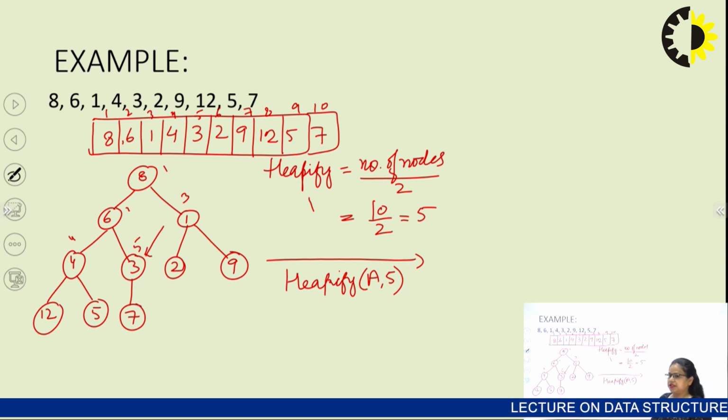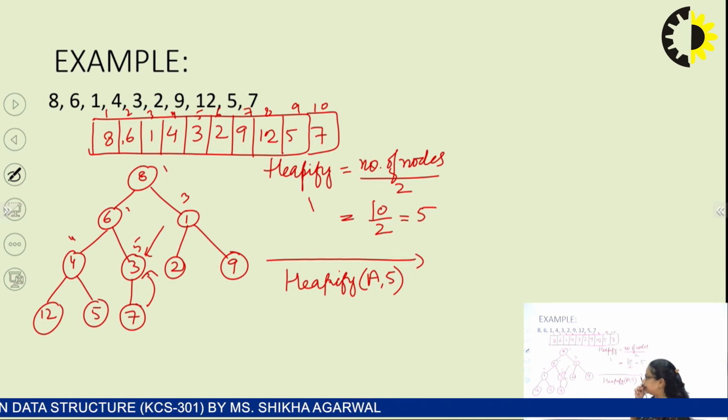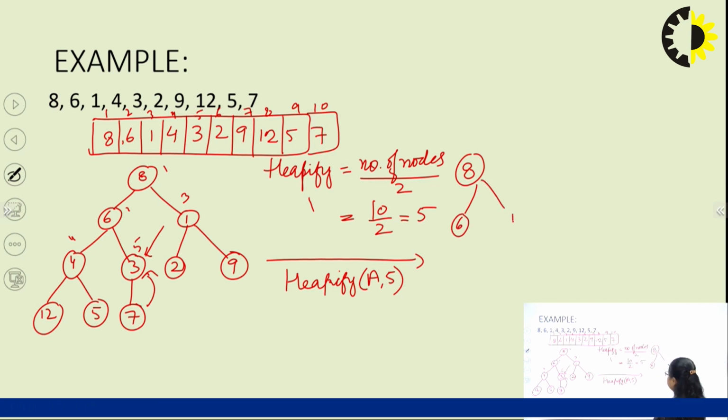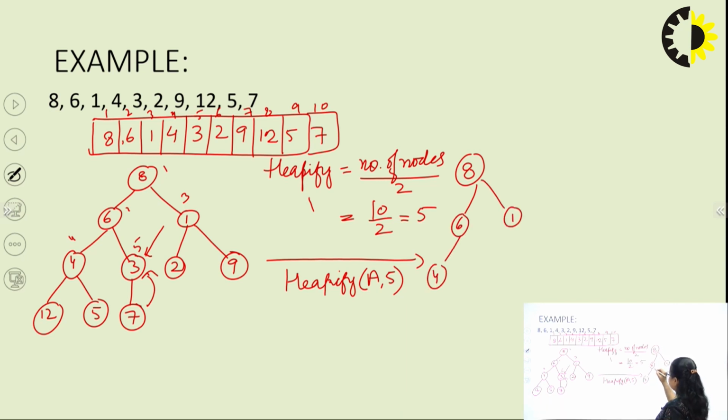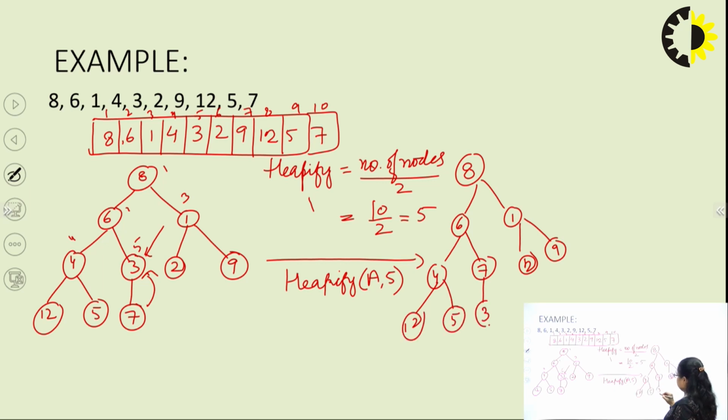And after calling it, we have to check the max heapify function. Max heapify function checks whether the left child is greater or the right child, and we do the swapping accordingly. So in this case, 7 is greater than 3, so we will do the swapping. Now we will get the tree as 8, 6, 1, 4, 7, 2, 9, 12 and then 5, and finally it comes here 3. This is the way max heapify a comma 5 works. And up to which level do we have to call heapify? Up to 1. From the number of nodes divided by 2 till 1, right?